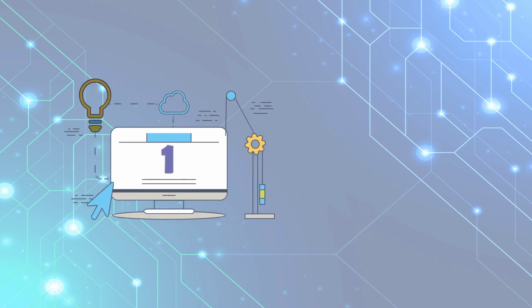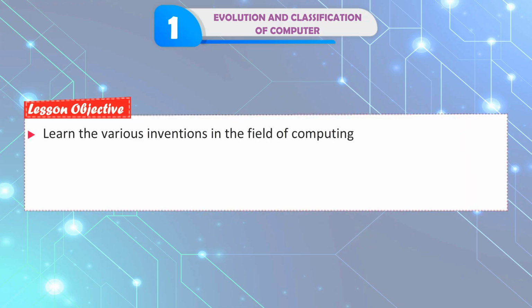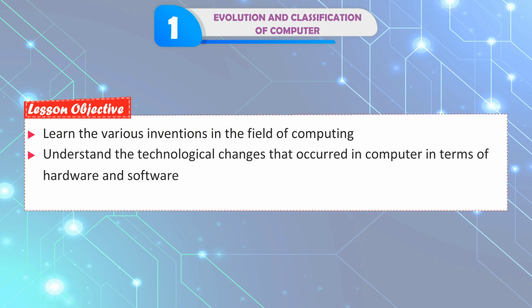Chapter 1. Evolution and Classification of Computer. Lesson Objective. Learn the various inventions in the field of computing. Understand the technological changes that occurred in computer in terms of hardware and software.